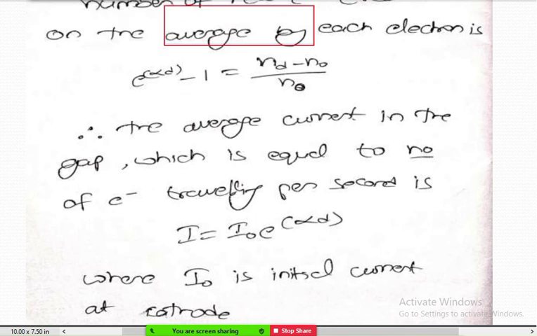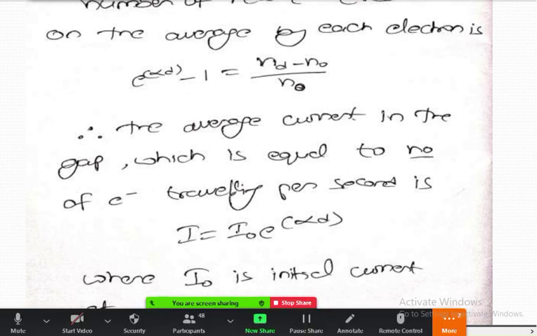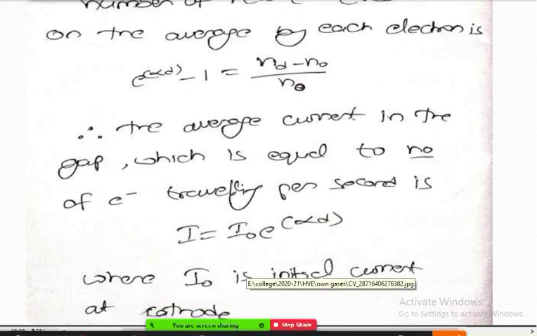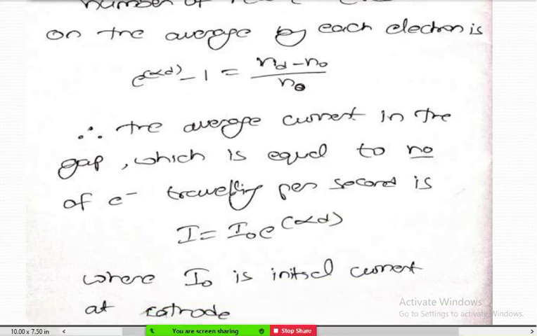So what is that? I is equal to I naught into e power alpha d. This is the current because of the collisions. So those two equations are important: nd is equal to n naught into e power alpha d, and I is equal to I naught into e power alpha d. Here I naught is the initial current at the cathode.